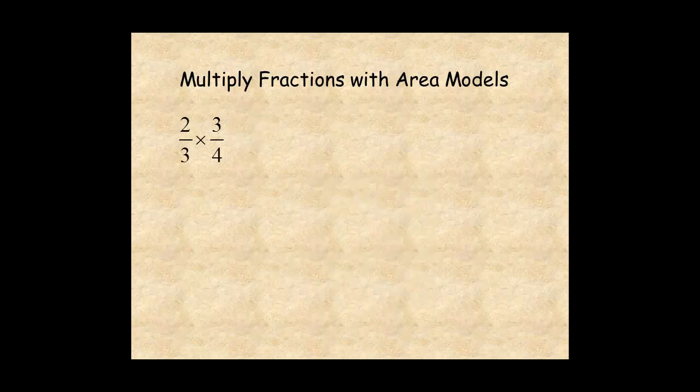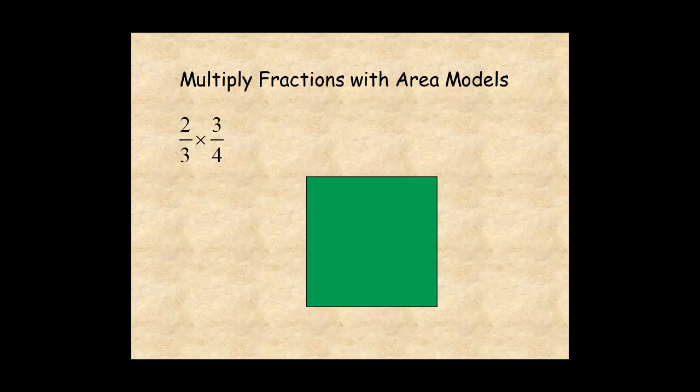You can also use an area model with fractions. For example, to multiply 2/3 times 3/4. Here's a rectangle that represents 1 whole unit. Since the denominator of the first number is 3, divide the rectangle into 3 equal rows, so that each row represents 1/3 of the whole.